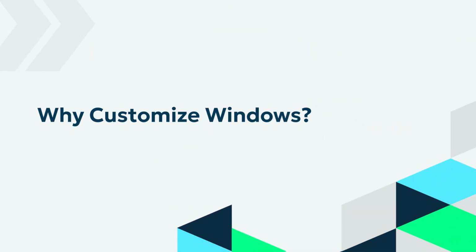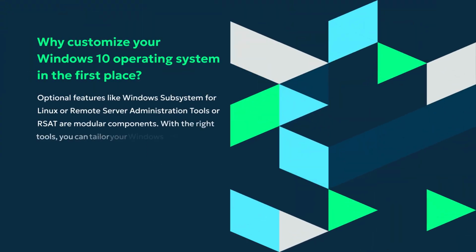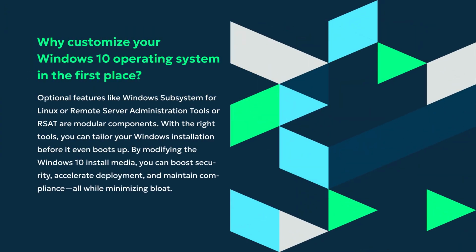Why customize Windows? Why customize your Windows 10 operating system in the first place? Optional features like Windows Subsystem for Linux or Remote Server Administration Tools, or RSAT, are modular components. With the right tools, you can tailor your Windows installation before it even boots up. By modifying the Windows 10 install media, you can boost security, accelerate deployment, and maintain compliance, all while minimizing bloat.